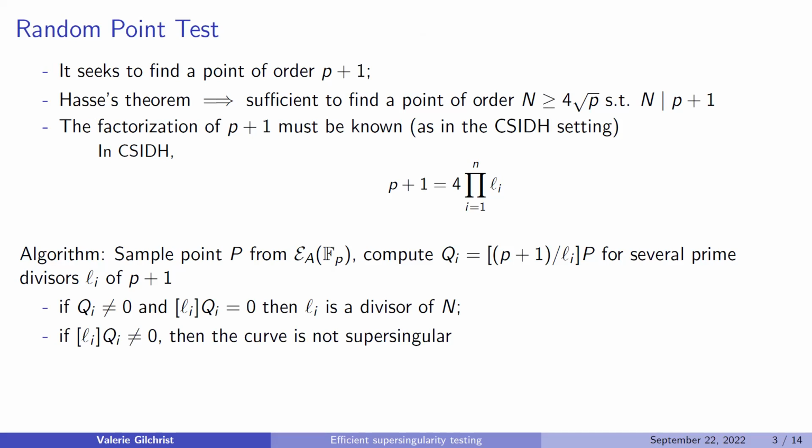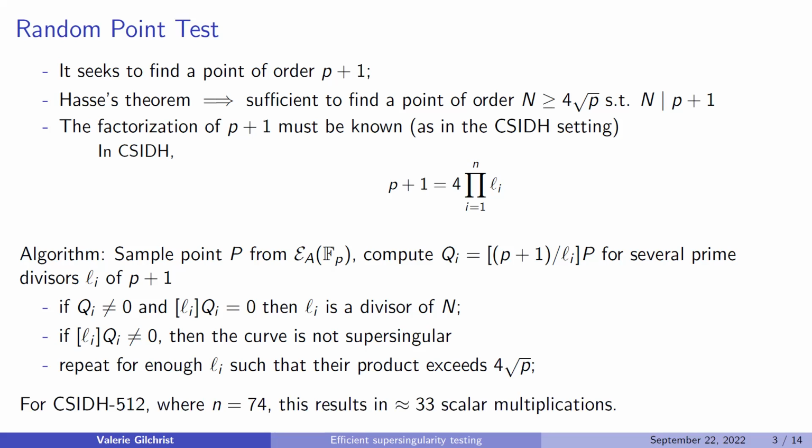We also check: if l_i times Q_i is not 0, then the order of the point will not divide p+1, so the curve is not supersingular. We can terminate the algorithm right away. We do this for enough of the small primes so that the product of these small primes is at least 4 root p. In the case of CSIDH-512, this corresponds to about 33 scalar multiplications, even when you start with the largest possible l_i and work your way down. So memory-wise, it's quite nice, but efficiency-wise, there's some room for improvement.